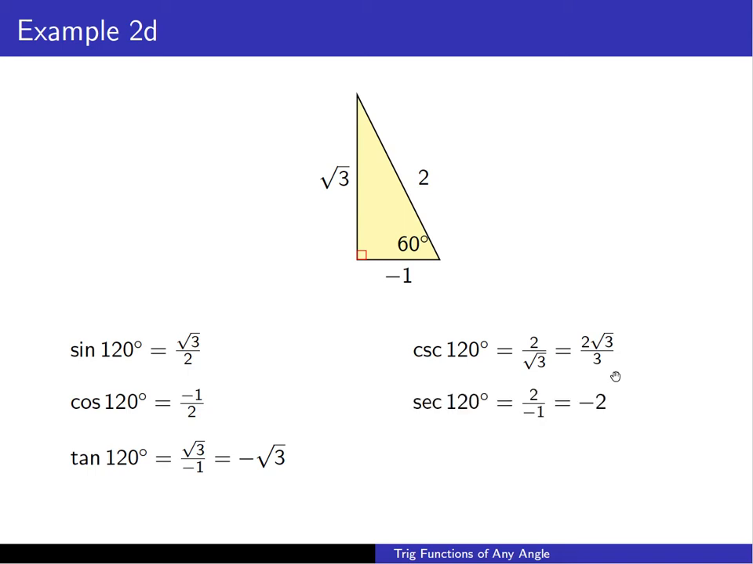Secant of 120 degrees is going to be r over x. 2 over negative 1 is negative 2. And finally, cotangent of 120 degrees, x over y, negative 1 over the square root of 3. When we rationalize that, multiply the numerator and denominator by the square root of 3. Negative 1 times the square root of 3 is negative square root of 3. And square root of 3 times square root of 3 is the square root of 9, which is just 3. So no more square roots in the denominator.